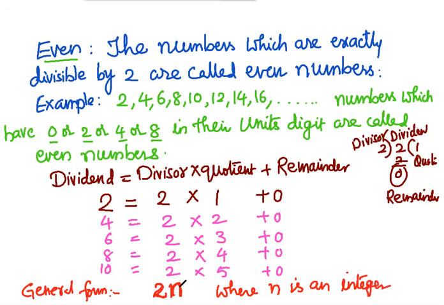If you take n equal to 0, 2 times 0 is 0. N equal to 1, we get 2 times 1 is 2. If n equals 2, 2 twos are 4. If n equals 3, 2 threes are 6. If n equals 4, 2 fours are 8. If n equals 5, 2 fives are 10. In this way, if you substitute any number in the place of n, you will get an even number. That's why this is called the general form of the even number, 2n.